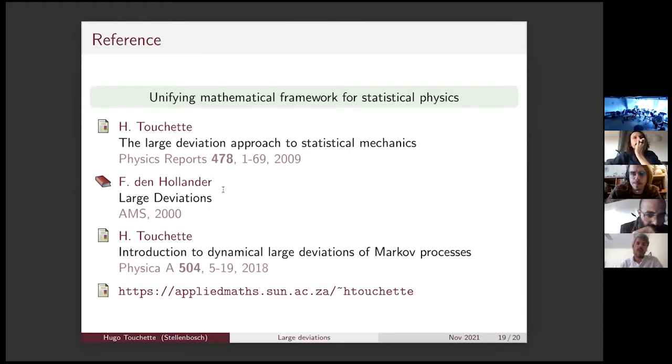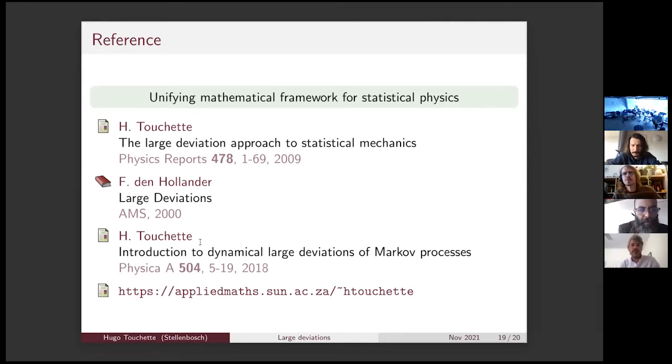If you're more on the mathematical side and you want to learn more of the maths, I would recommend the book by Frank den Hollander. Many of you might know Frank. This is a nice book. I think he wrote this for a summer school or a school in Canada, so it's got some exercises. It's not too mathematical. It really summarizes the ideas very well.